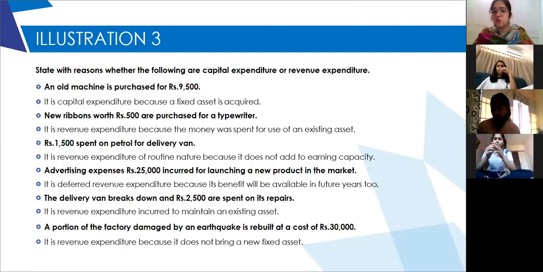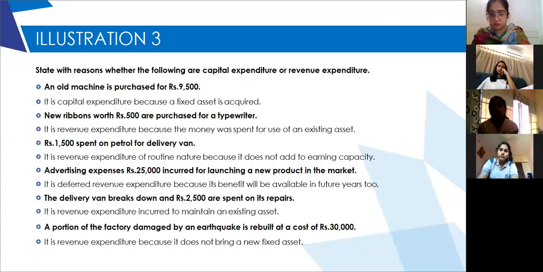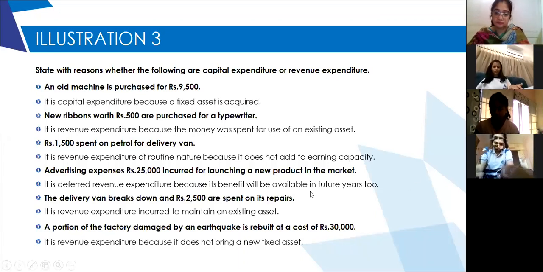Because there's no new asset you're bringing. The asset and the factory existed. It has got damaged, so to repair it we are spending money on repairing it. So it will come under revenue, not under capital. Remember, whenever you are building something new, you're buying a new asset, and that asset is increasing your future earning capacity, then it will come as capital. Okay, let's do the next one then.